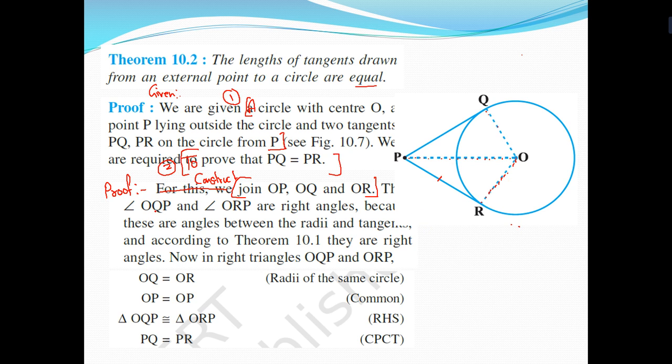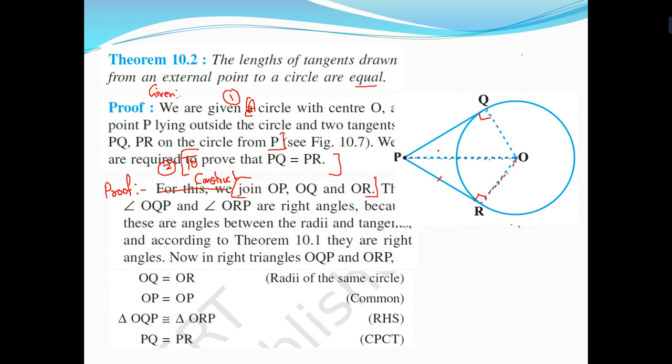The angles OQP and ORP are right angles. Now we will see the tangents are always perpendicular. So OQP and ORP are right angles, because these are the angles between the radii and the tangent, and according to theorem 10.1 they are right angles.